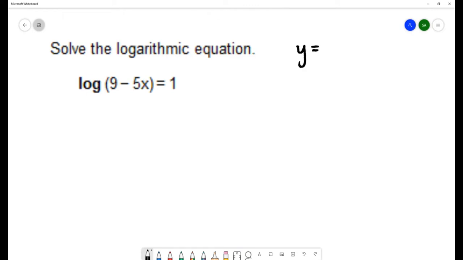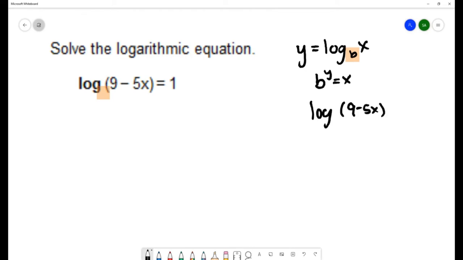You have y equals log base b of x. We can convert that using the definition, convert it to an exponential. That would be b to the y equals x. Now on this example, we notice that we don't have a base that's specified like we usually do. And whenever we have a situation like this, we're using our special notation, and log with no base specified means log base 10. So log of 9 minus 5x is the same thing as log base 10 of 9 minus 5x.